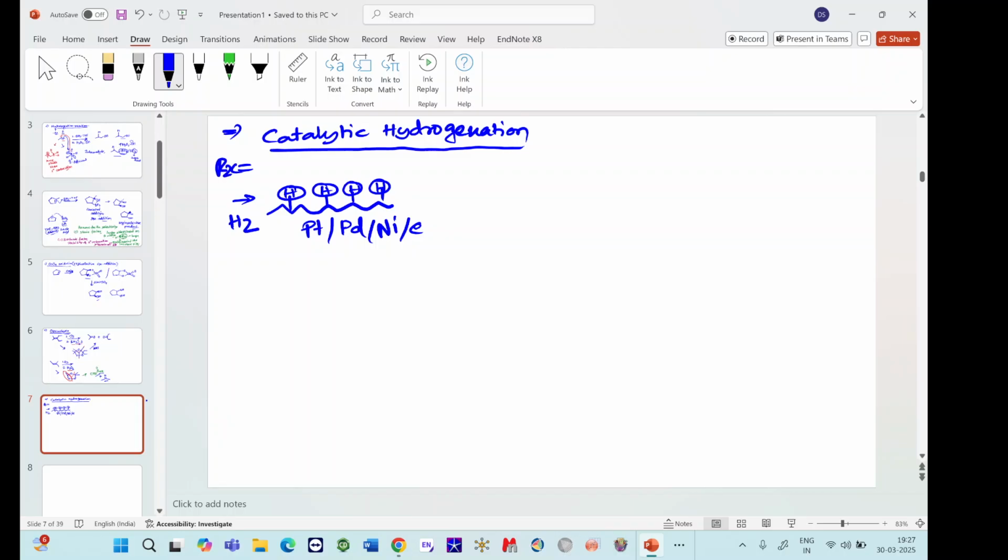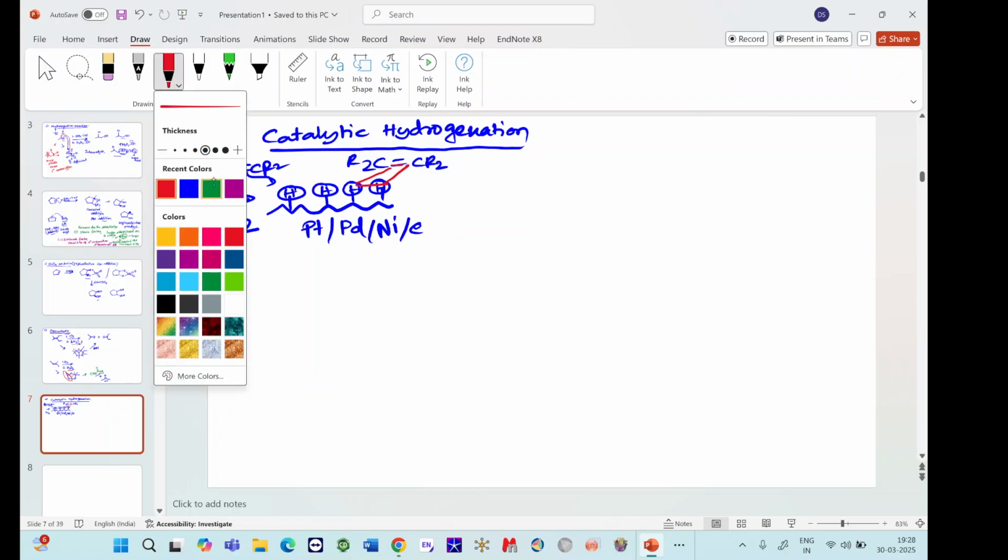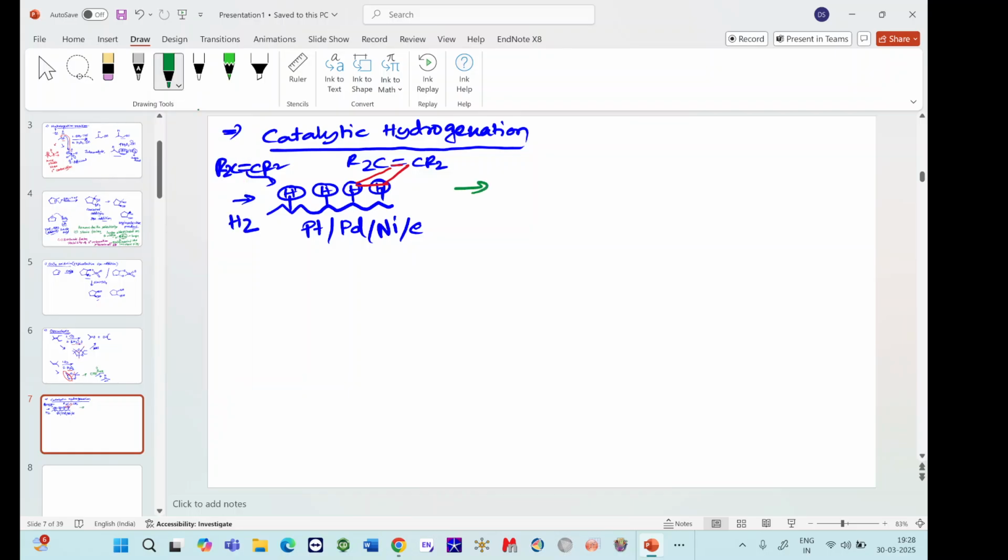Okay, R2C=CR2. So that will come and take the hydrogen and go. So in this case also, it will have a syn addition. So this will be a simultaneous addition, so that you will end up with the regioselective product. So it will look like this.